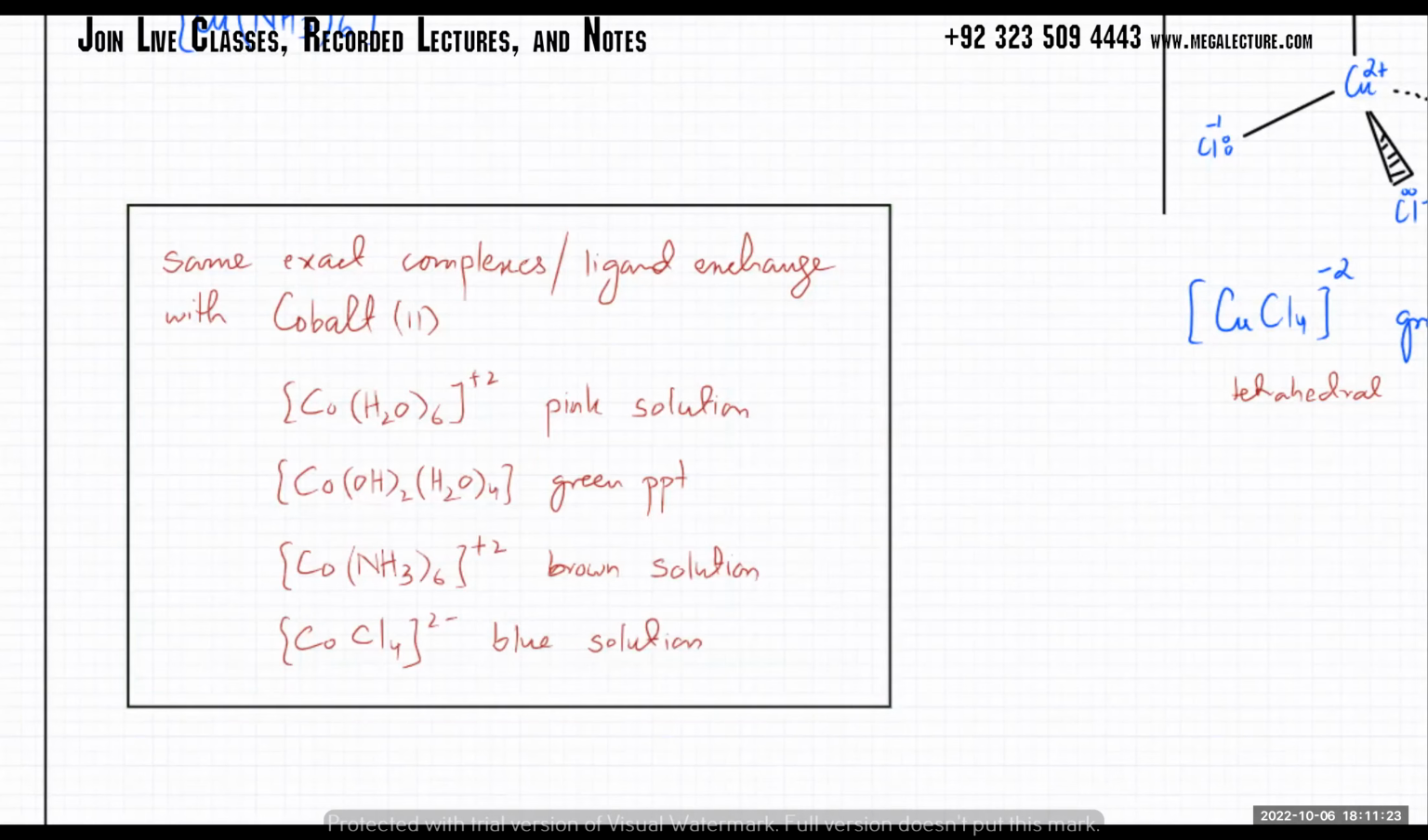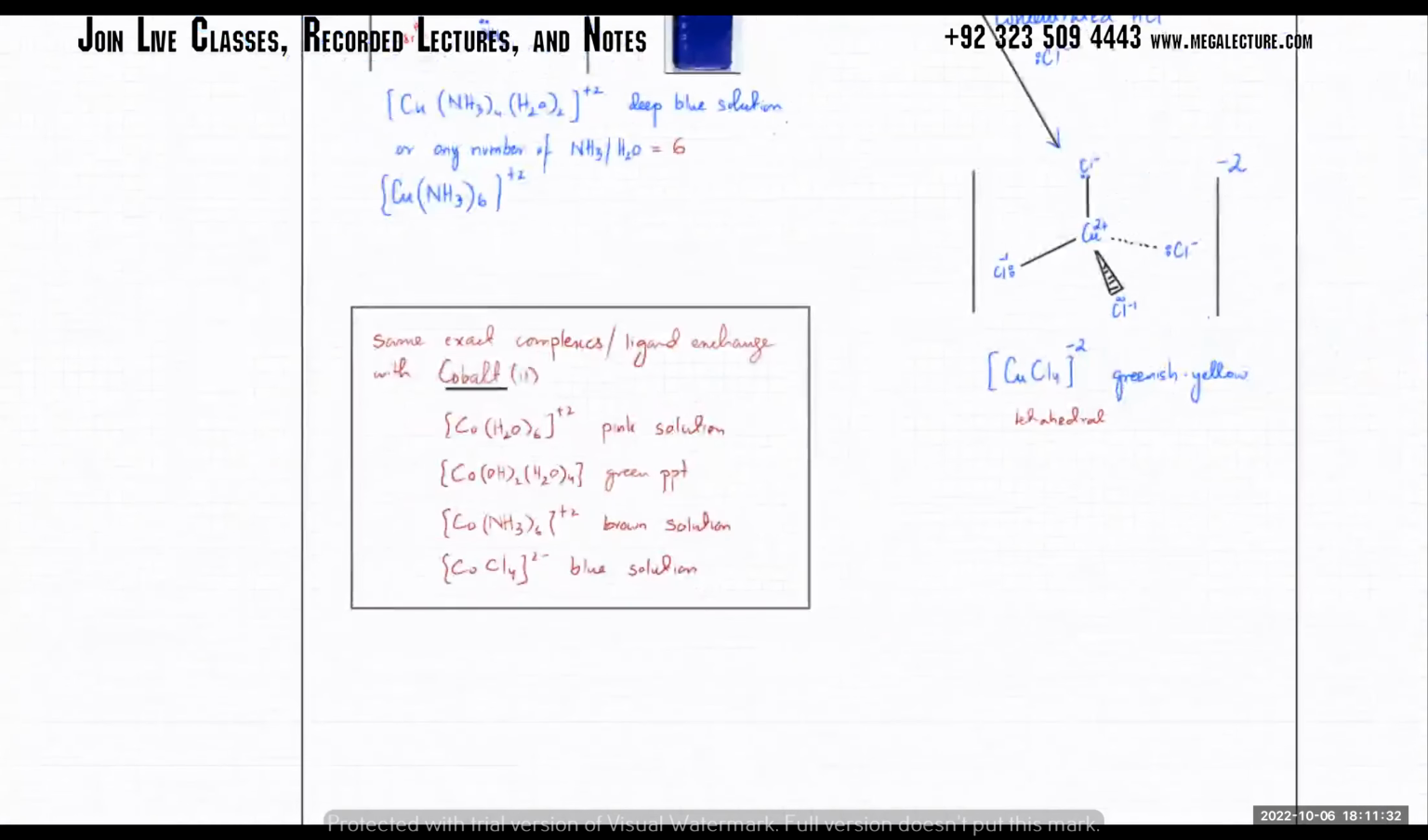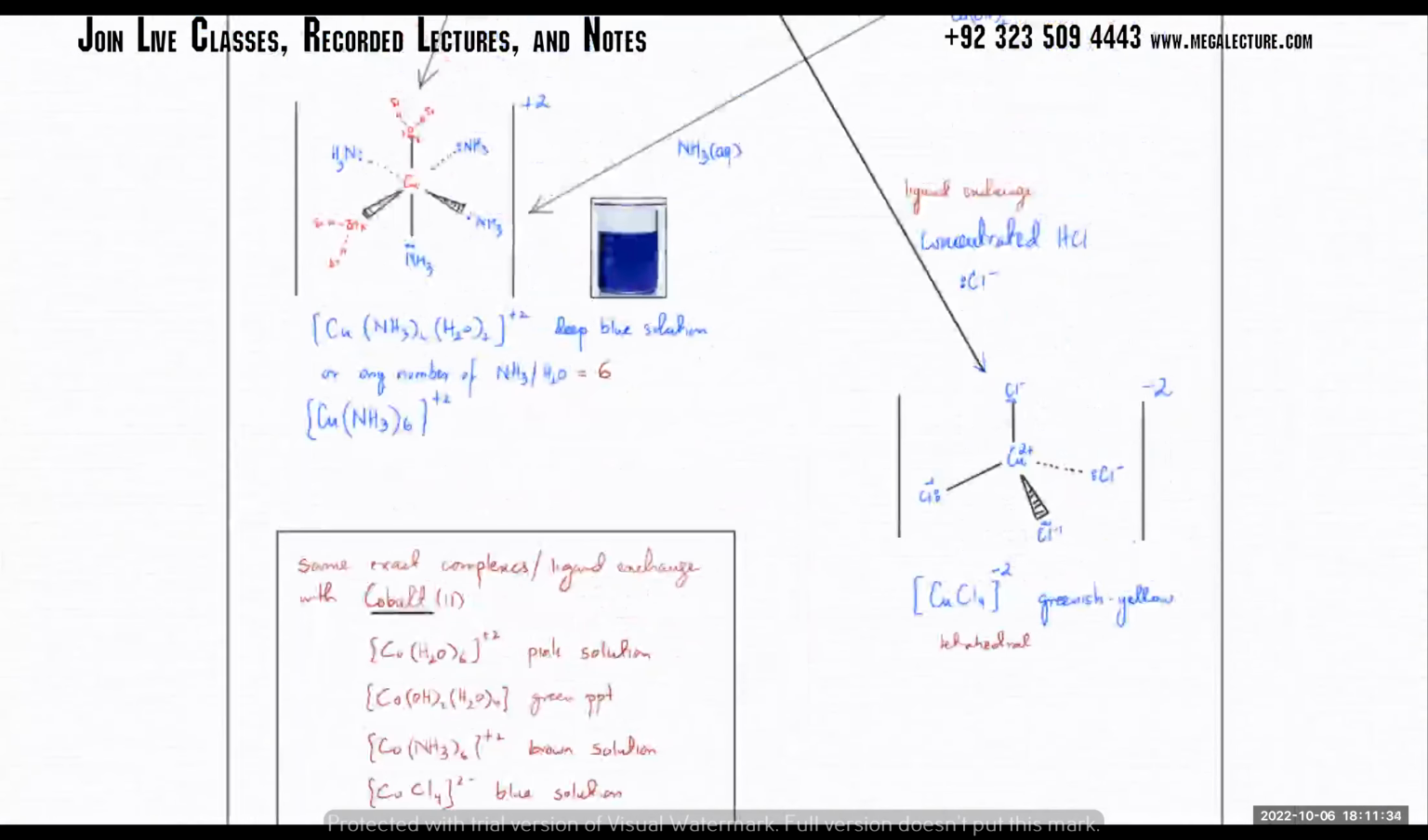So same exact reactions. You have to remember this. For copper, the colors are different. For cobalt, the colors are going to be different. So you just have to replace this copper in the middle with cobalt and everything will be exactly the same, except that the colors of these solutions are going to be all different.